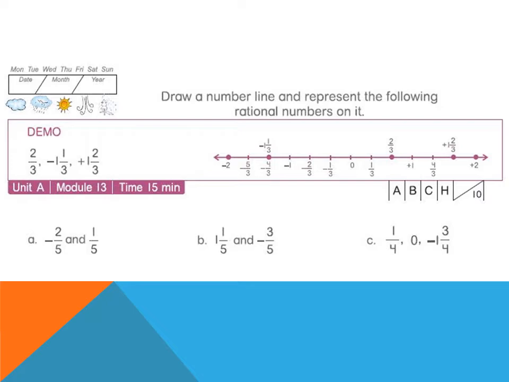From 0 to 1 we have divided 0 to 1 into 3 equal parts and marked it 1 by 3, 2 by 3 and 3 by 3, that is 1, and so on. On the left hand side of 0 also, from 0 to minus 1 we have divided into 3 equal parts and marked minus 1 by 3, minus 2 by 3 and minus 3 by 3, which is minus 1. And accordingly we have placed the numbers on the number line.